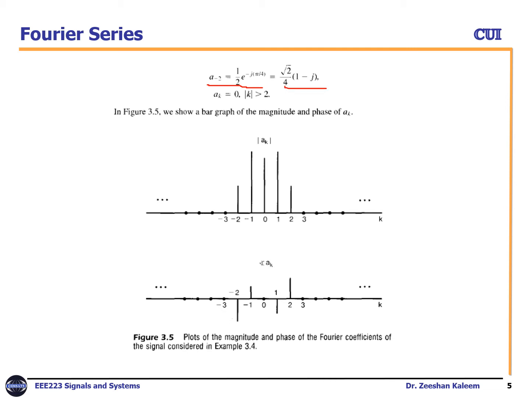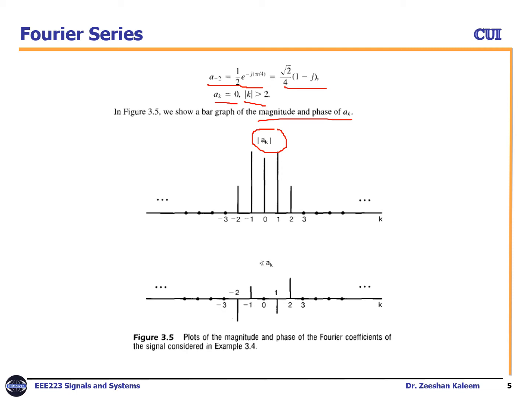And for the other cases, because we only have 4 terms, for k greater than 2, on the plus side and the negative side, the coefficients ak are equal to 0. Now we are plotting the magnitude and the phase spectrum. Magnitude means that we are plotting the coefficient amplitudes here. Amplitude means absolute values. We are not taking care of the sign here.